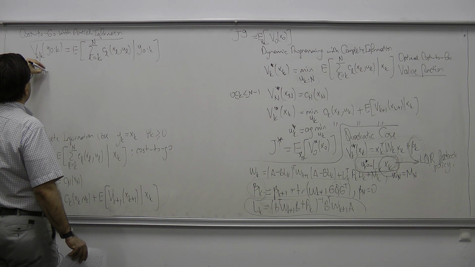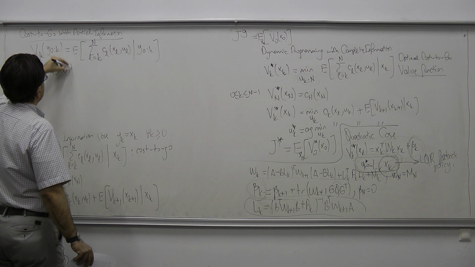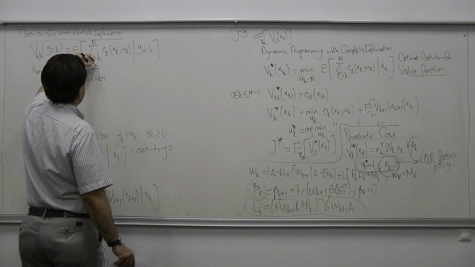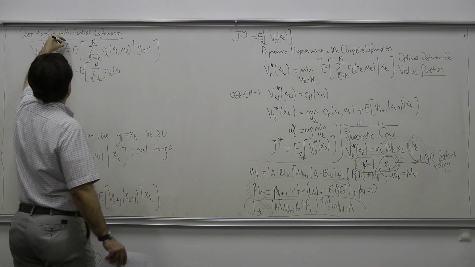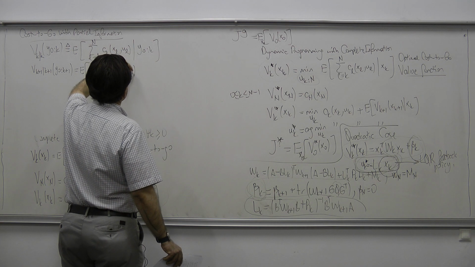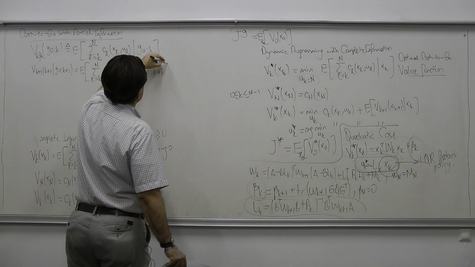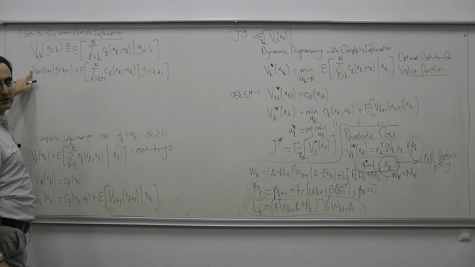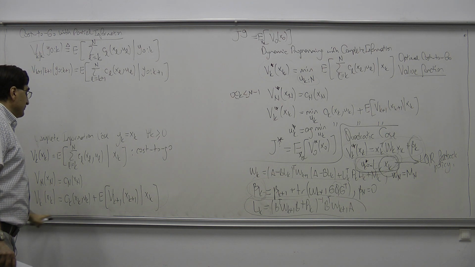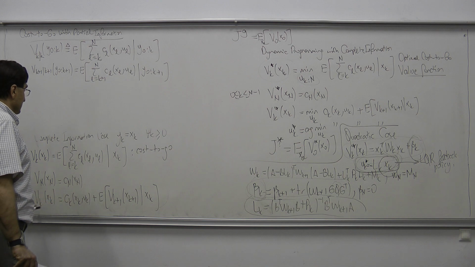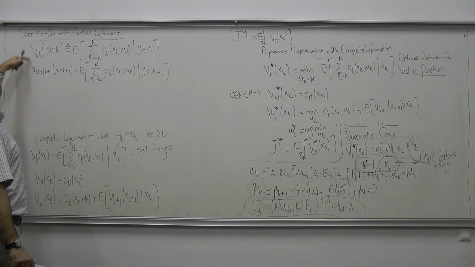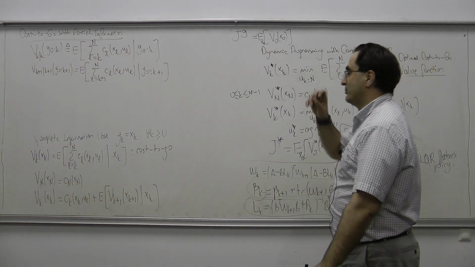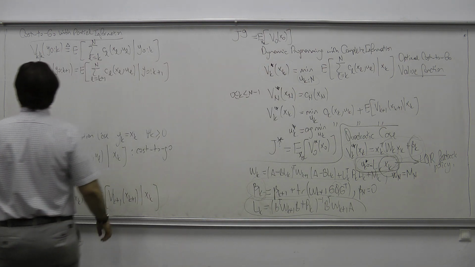For that I'm writing vk plus 1 given k plus 1, y0 to k plus 1, is equal to expected value L from k plus 1 to n, CL, xl ul, given y0 to k plus 1. This is vk given k, and this is vk plus 1 given k plus 1. The question is, can we find a recursion just like the complete information case between these two quantities? And of course, I already said a couple of times the answer is going to be yes. Let us try to do it.